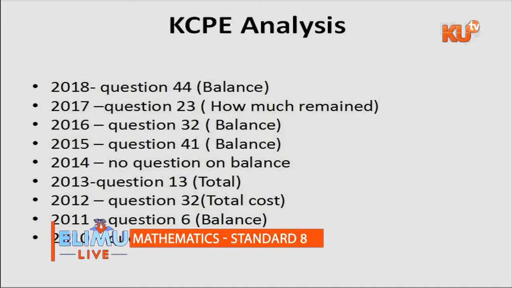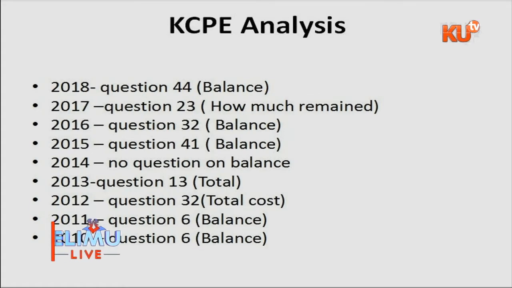That is, they asked how much remained. How much remained, that is the same as getting the balance. 2016, question number 32, they tested on balance. The same with the year 2015, question number 41, they also tested on balance. Year 2014, there was no question on balance, the same as 2019. They tested only on how to calculate or to get change.